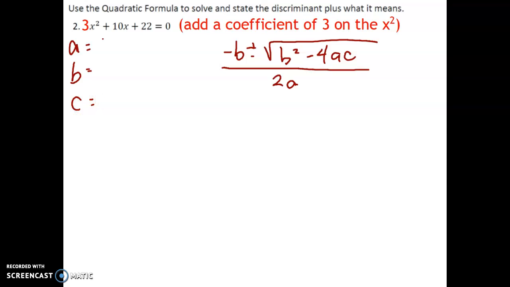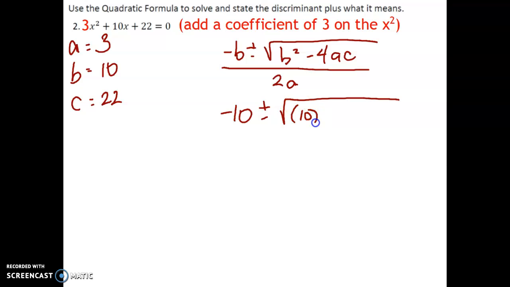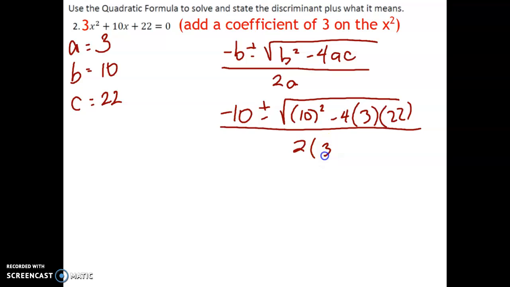A is going to be 3, the coefficient on the x squared. B is going to be 10, the coefficient on the x, and C is going to be 22. Okay, let's substitute into our formula. Opposite of B, opposite of 10 is negative 10, minus the square root. Okay, I can choose to put this 10 in parentheses or not put it in parentheses. It doesn't matter because it's positive. You only have to have the parentheses when it's negative. 4 times A times C, all divided by 2A.